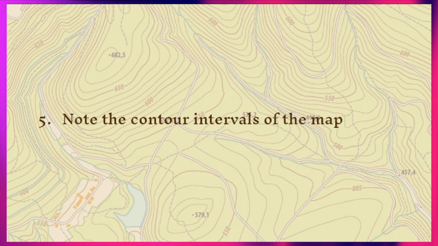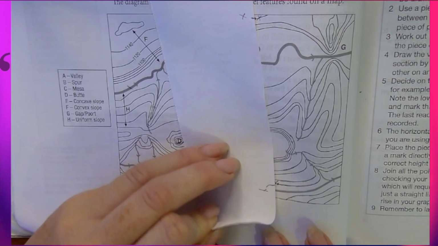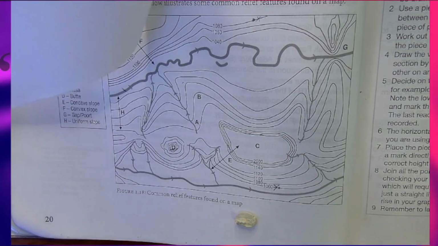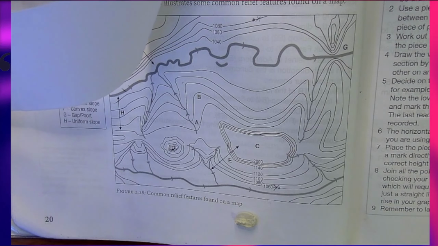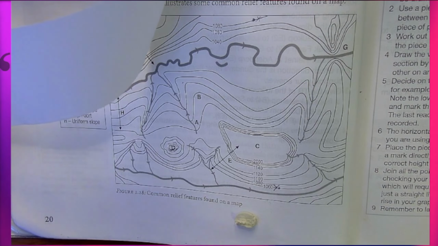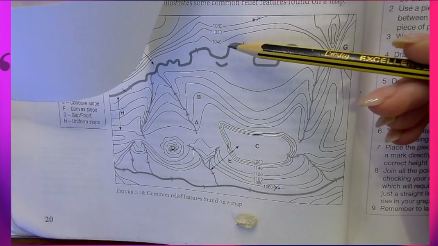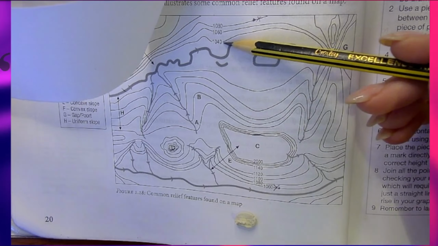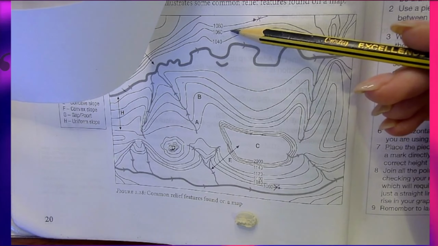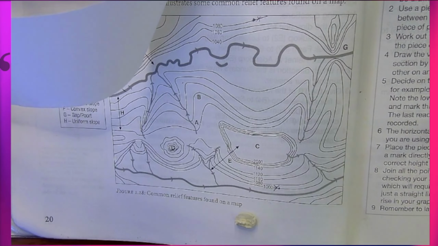Note the contour intervals of the map. So typically your contour intervals are 20 meters, but let's just double check and make sure that is the case. We can see over here, there's 1040, here's 1060, 1080. Okay.